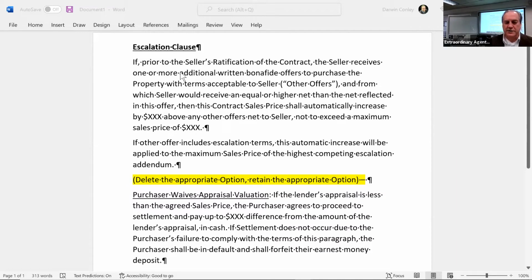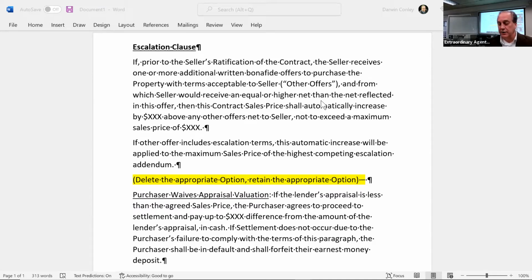But it says simply this: if prior to the seller's ratification of the contract, the seller receives one or more additional written bona fide offers to purchase a property with terms acceptable to the seller, otherwise known as other offers, and from which seller would receive an equal or higher net.